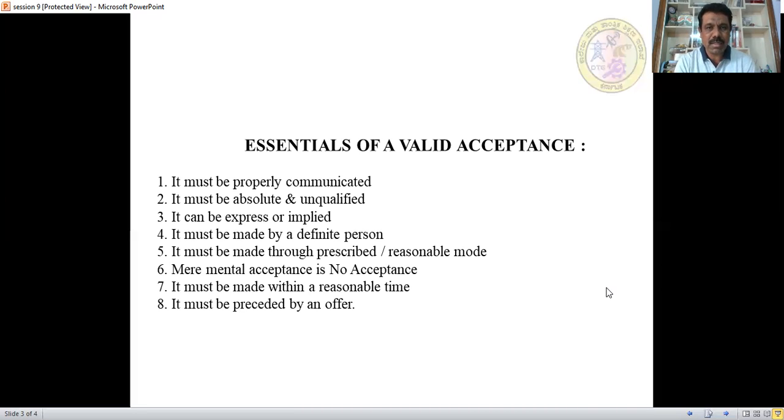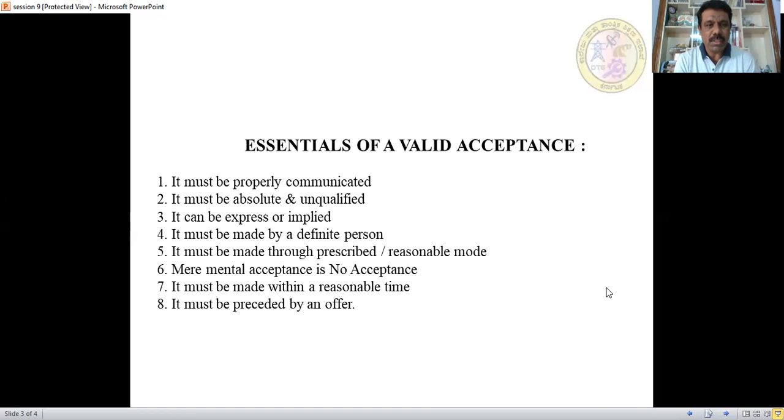Then the second essential is that it must be absolute and unqualified. The acceptance must be given to the offer which has been made. If the offer is different and the acceptance is different, then there cannot be a valid acceptance. So the acceptance must be absolute and unqualified.